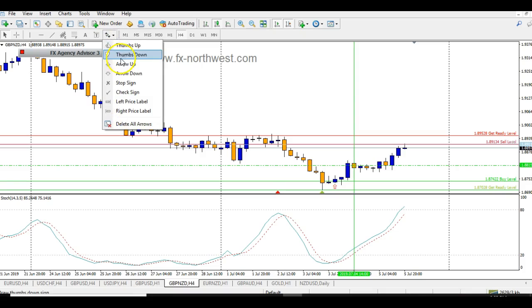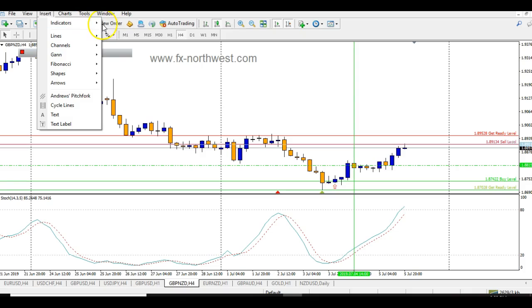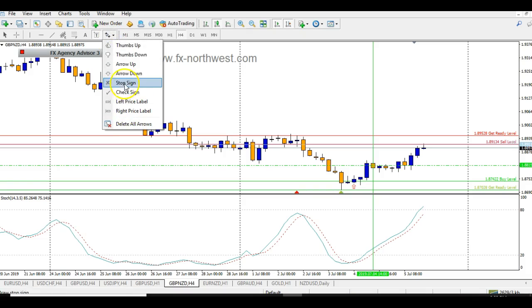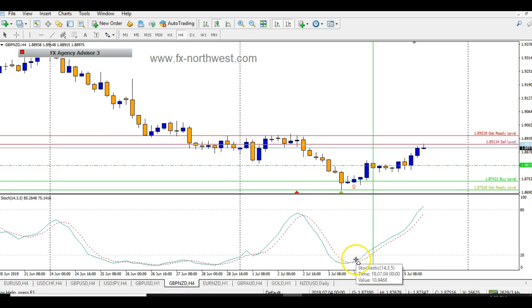The next thing I look for is stochastics. Stochastics on the 4-hour chart is oversold. So I've got 1, stochastics oversold, that's my first signal. 2, the advisory indicator generates a buy signal. 3, I have a reversal candlestick pattern.